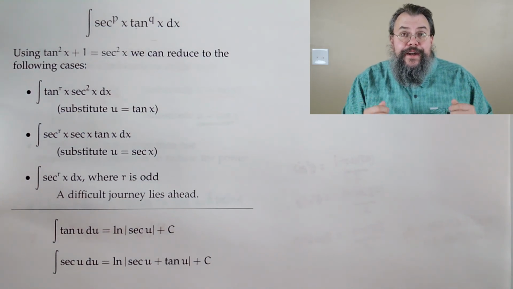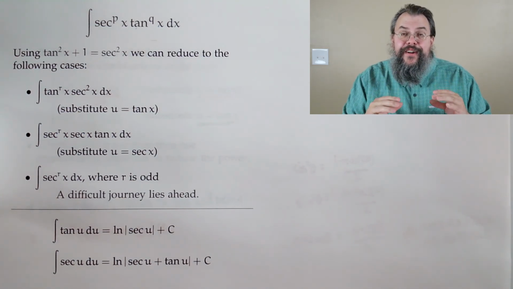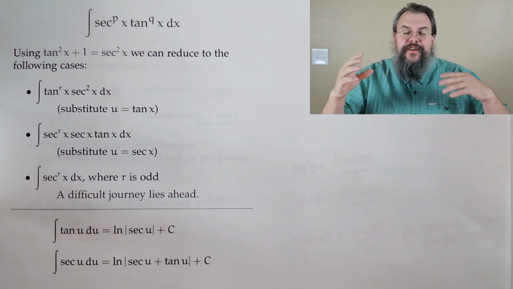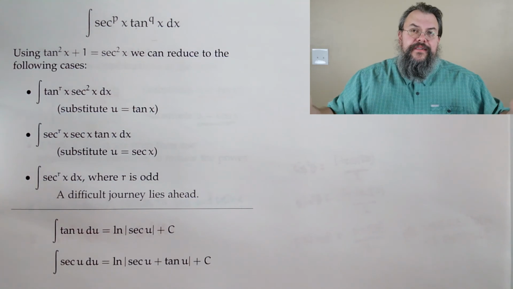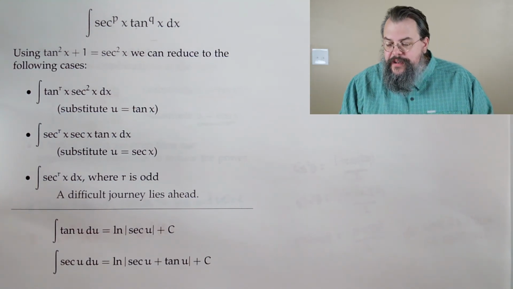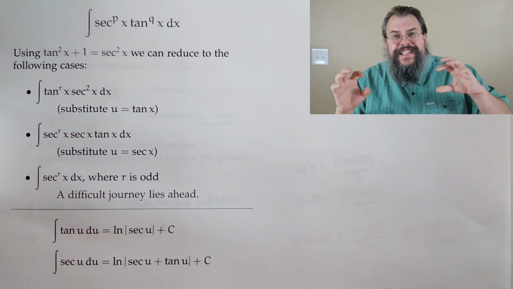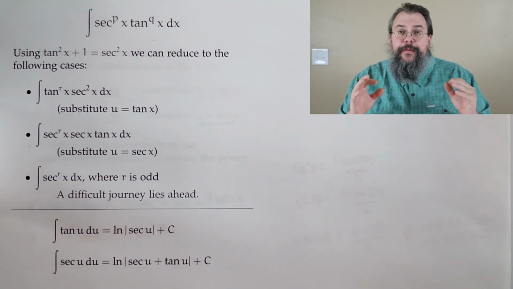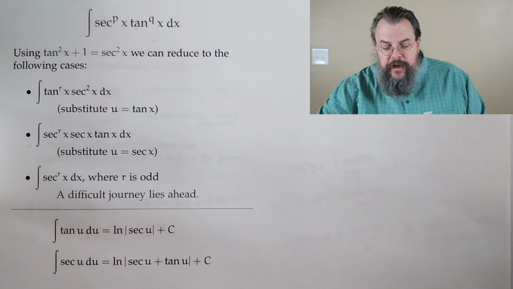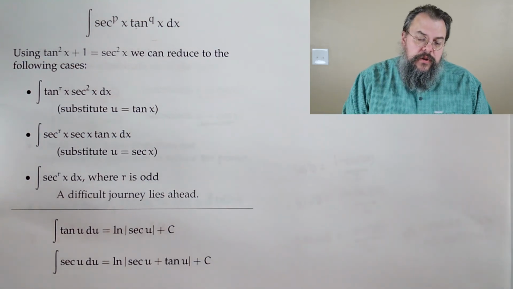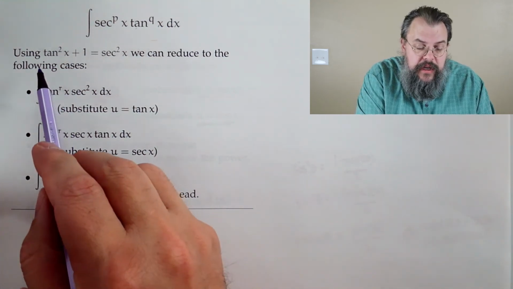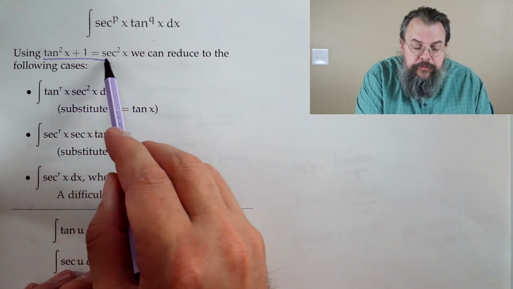Now, how do we handle it? It's a little bit more subtle. With sines and cosines, it's very easy because the derivative of sine is cosine, the derivative of cosine is negative sine, and life is good, life is great. But with secant and tangent, it's a little bit messier. So really, there's a couple of cases. What are they? Well, we have this lovely Pythagorean identity, and that's going to be the key.